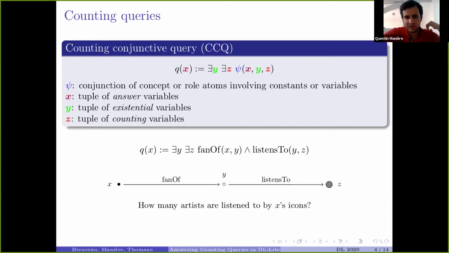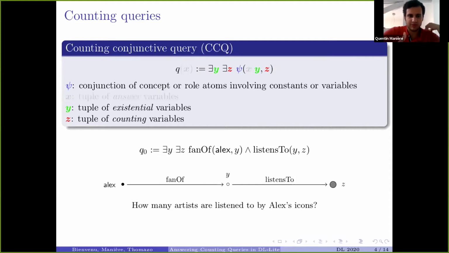So you can simplify the setup a little bit by removing, for example, the answer variables. Somehow you obtain Boolean counting conjunctive queries. And in this example, you can see that it's a query trying to find out how many artists are listened to by Alex's icons, regardless of how many icons are listening to an artist.